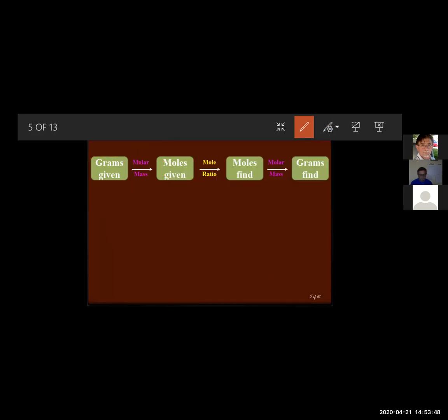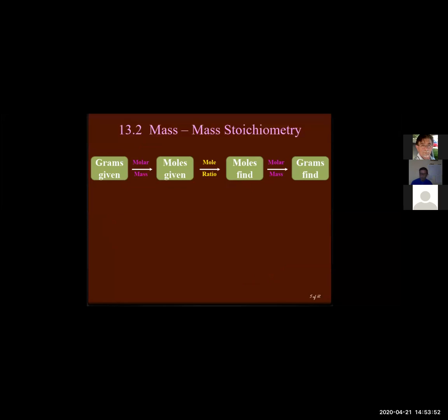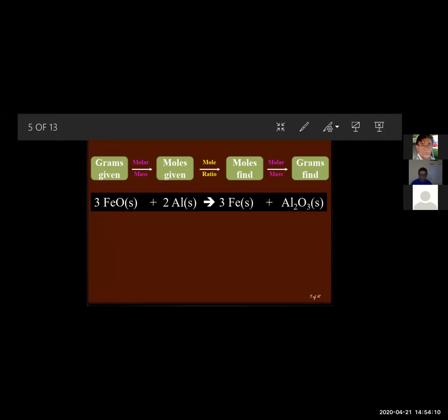So bottom line is to get from point A to point B, you have to get into the moles. Let's take a look at this example here. In this example, we have iron(II) oxide. Now, how do I know it's iron(II) oxide? Because oxygen, or oxide, has a -2 charge. That means the iron must be iron(II).